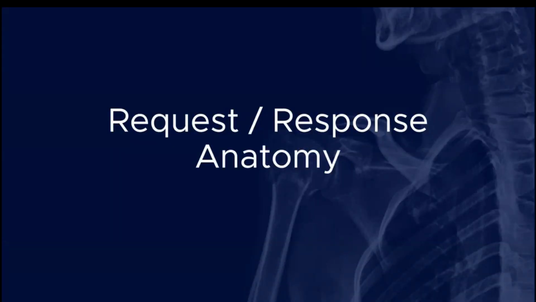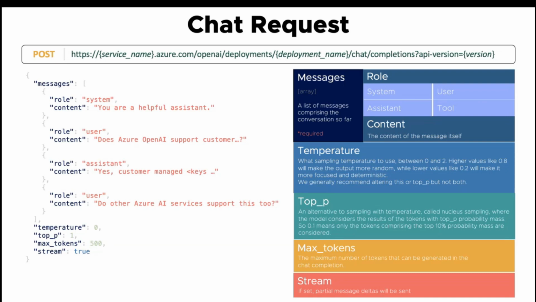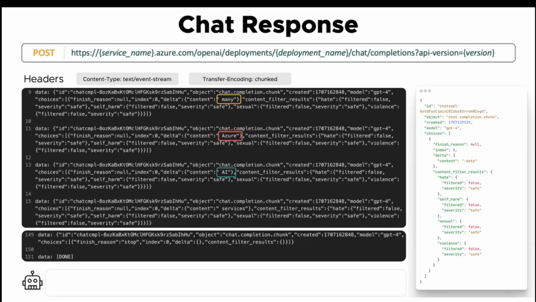Okay, let's take a quick look at how the request and response look in stream mode. This is the request. The URL is composed using the service name and the deployment name. We are sending the different messages, system message, user, assistant, and other parameters. The interesting part is the stream parameter set to true. In the response, we're going to get multiple chunks of data. Also note that the headers are different from the usual JSON: the content type is an event stream, and the transfer encoding is chunked.